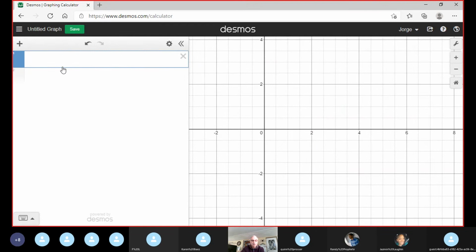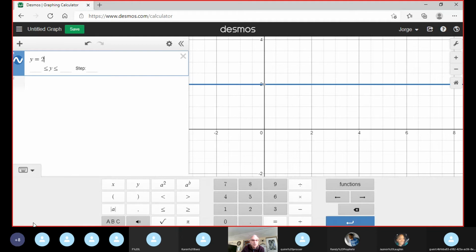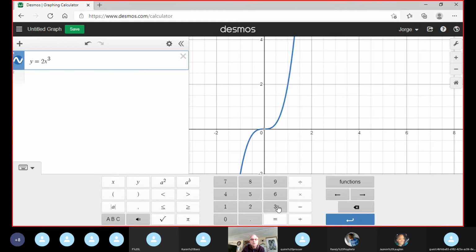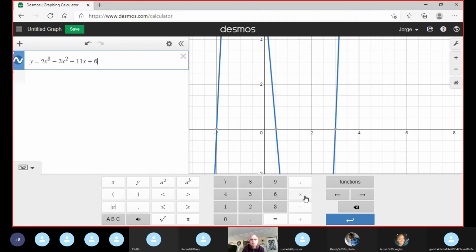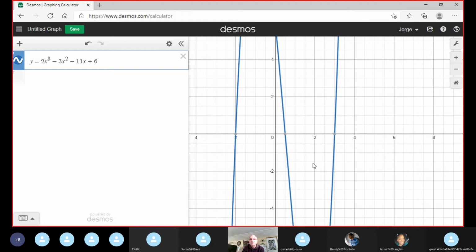I want to put my new one, y equal to x cubed. I prefer using the keyboard of decimals. x power 3 minus 3x squared minus 11x plus 6. Boom. In that moment, I can see clear like water.